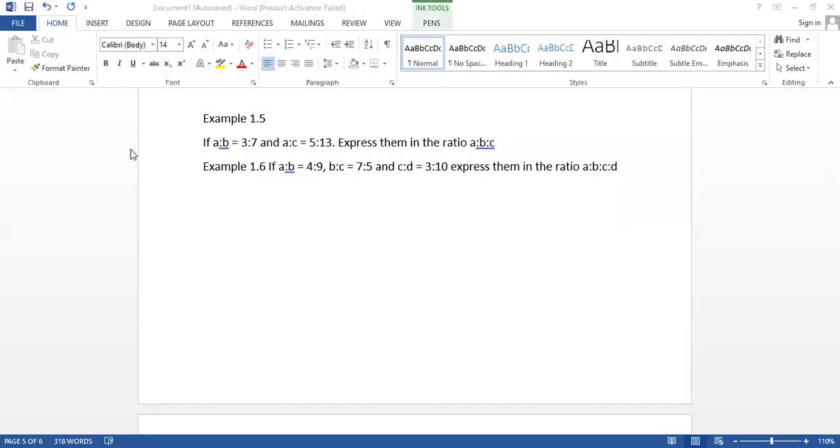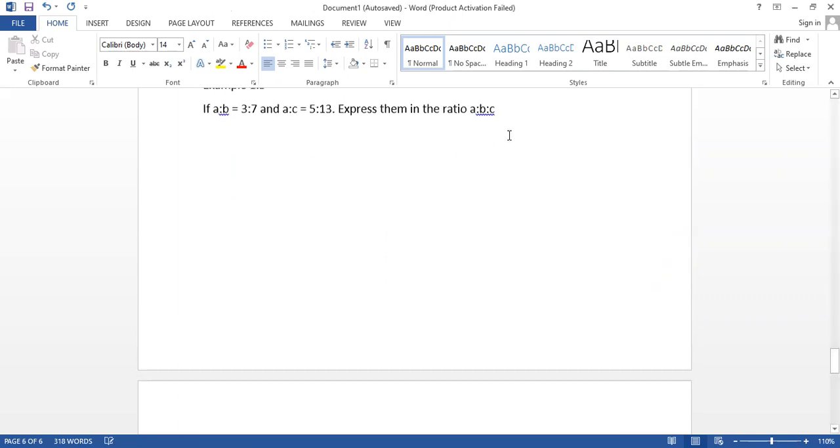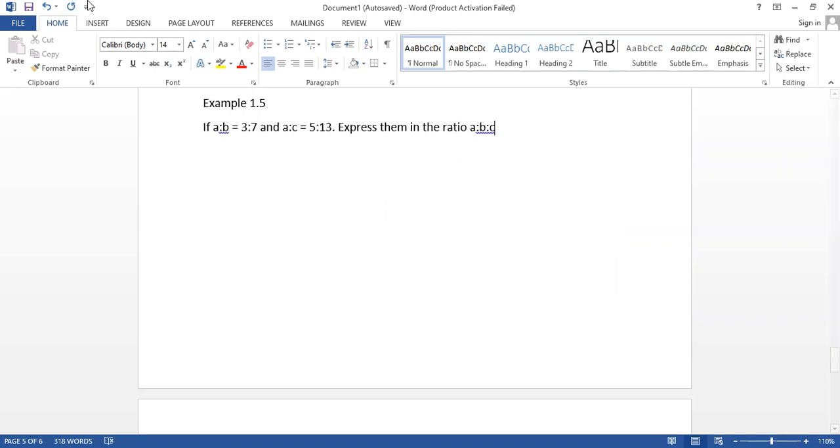Now, example 1.5 is a bit different because over here you have AB and AC, and then you're supposed to express them in the ratio A is to B is to C. So first, let's just write it down and see. So shift this down. Let's just solve this. So we have A is to B, which is 3 is to 7, and then we have A is to C, 5 is to 13.